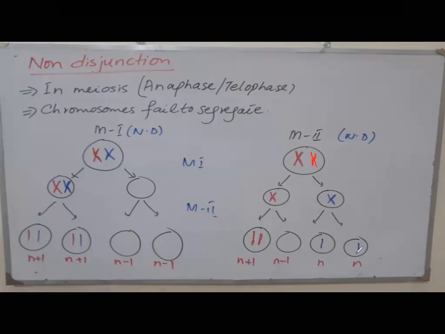This happens during meiosis 1 or meiosis 2, during the anaphase or telophase. Due to this, you can see there can be a loss of chromosome or a gain of chromosome compared to the actual natural numbers.